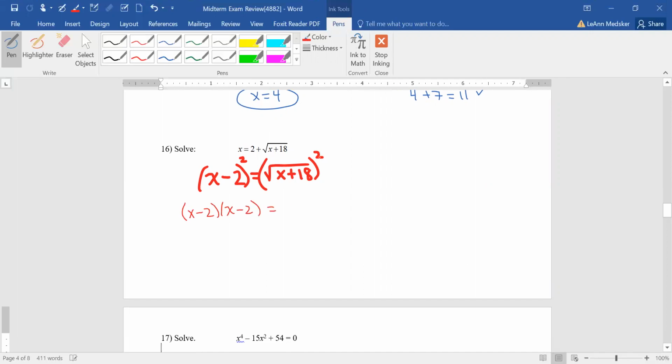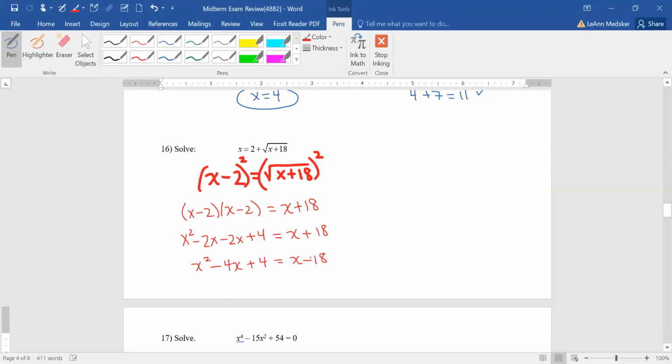On the right side, the square and the square root are opposites of each other, inverses essentially. So that's going to cancel and just leave us the base of x plus 18. We need to FOIL all of this out. So that's x squared minus 2x minus another 2x plus 4 equals x plus 18. Combine like terms on the left.